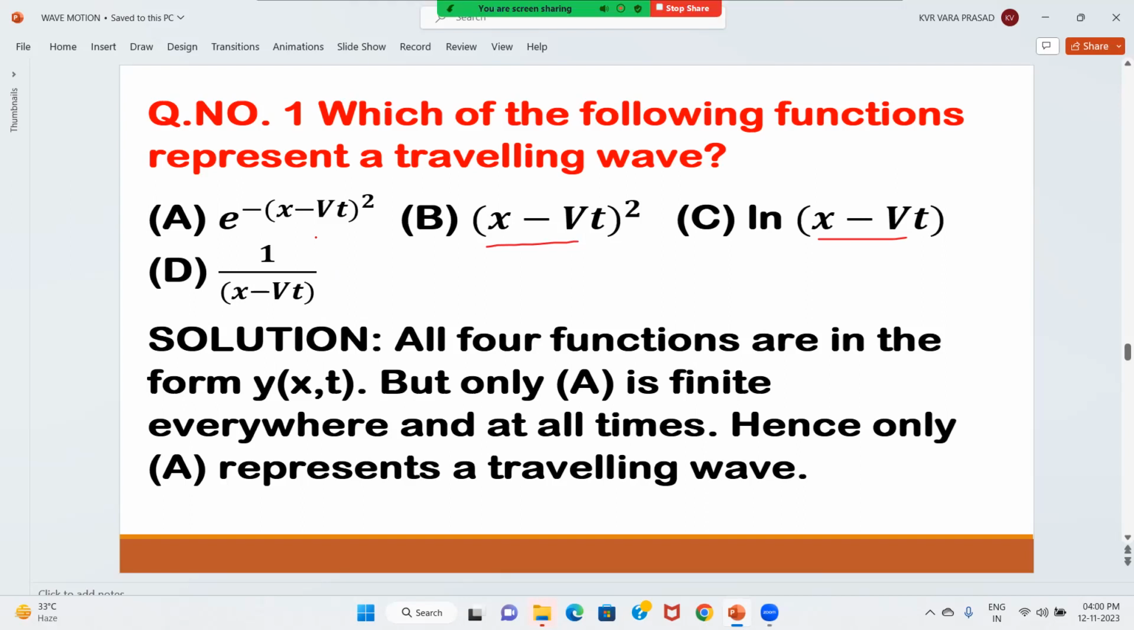And if you see option A, whichever value we choose for x and t, it is always finite. Suppose the x minus vt value is 0, then e power 0 is 1. If the x minus vt value is infinity, it is 1 by e power infinity, right? It is 0. So whichever value we choose for x and t, that function has a finite value. That's why only A represents a traveling wave.